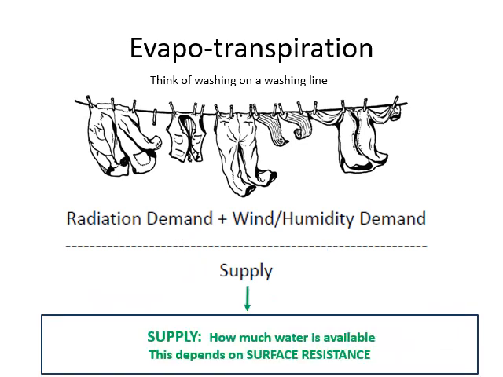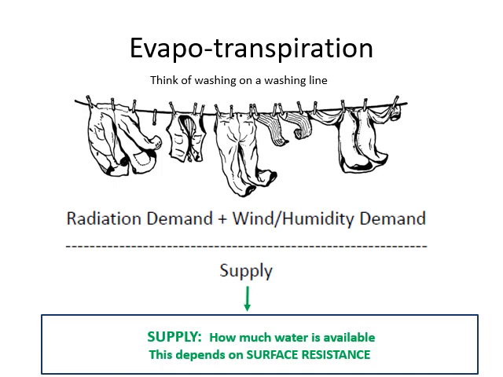The supply side of the equation depends on how much water is available. Going back to our washing line, even in the same atmospheric conditions, a thin cotton t-shirt dries more quickly than a pair of woolly socks. This represents the supply side of the equation. We call this surface resistance. How resistant is something to letting its water be evaporated?